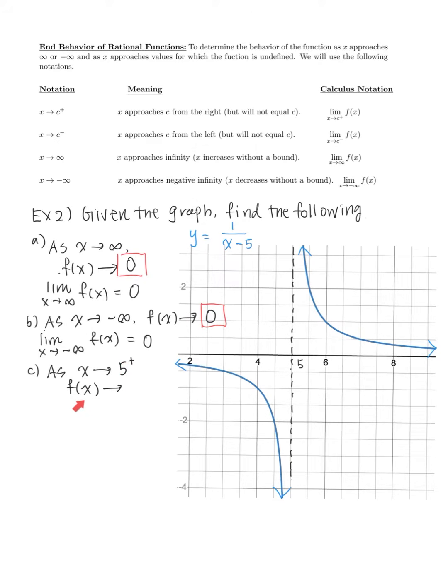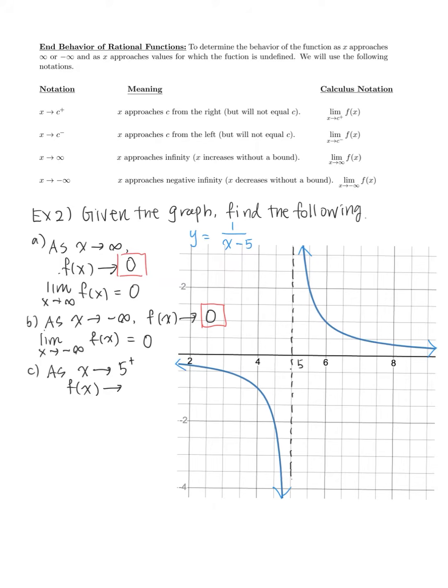Part C, as x approaches 5, remember this plus sign, from the right-hand side, where is the tail end of the graph going? So here is x equals 5. Now, as x travels towards 5 from the right-hand side, we're going to travel from here all the way towards 5. And the question is, where is this tail end going? What's the y value here? It's going to keep going and going, so the y value is eventually going to go to infinity.